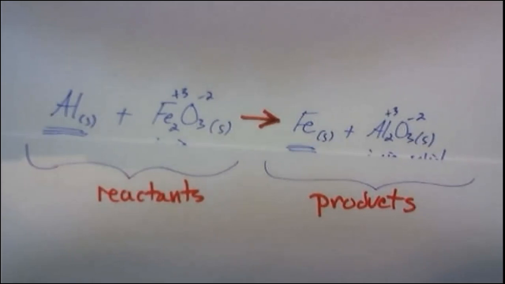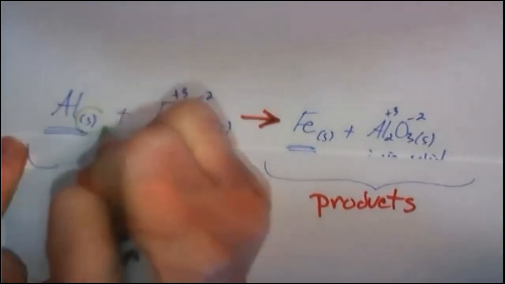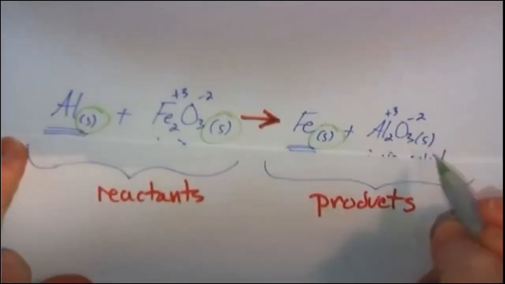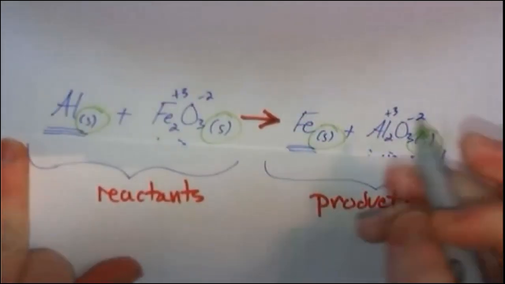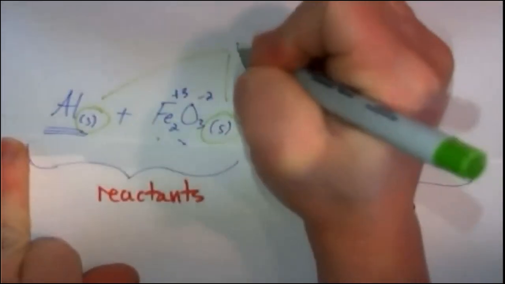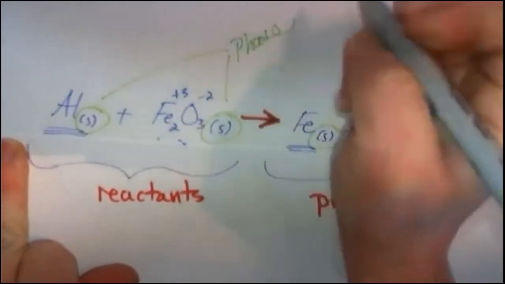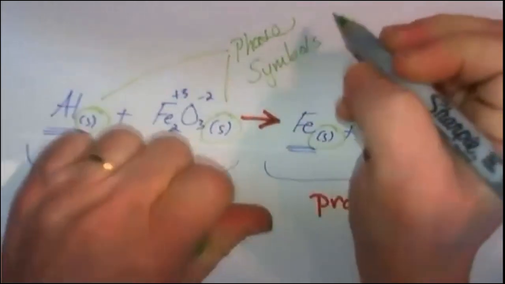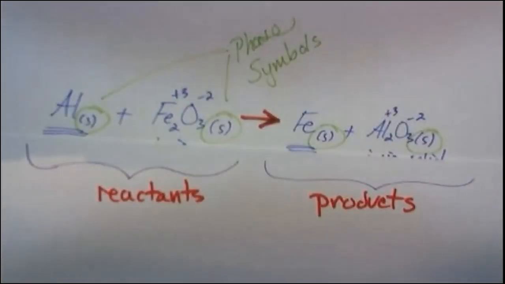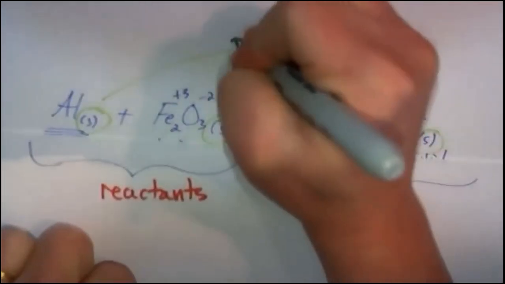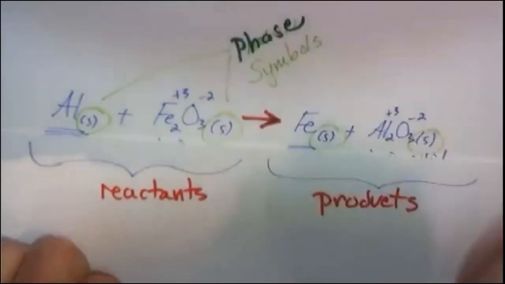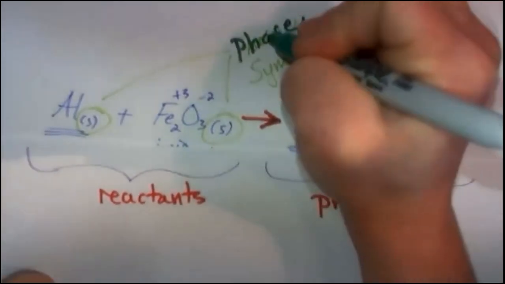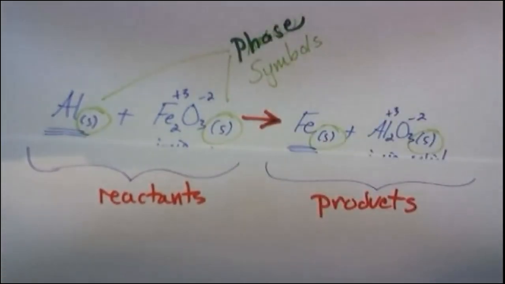Okay. These little letters in parentheses, these are called phase symbols. Phase, P-H-A-S-E symbols, phase symbols.